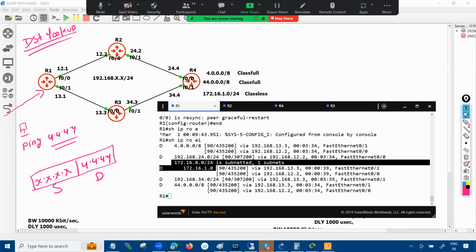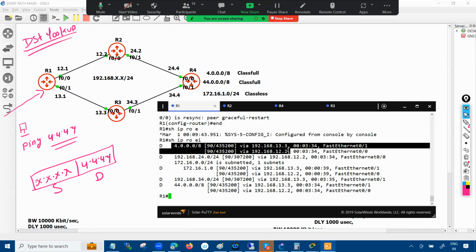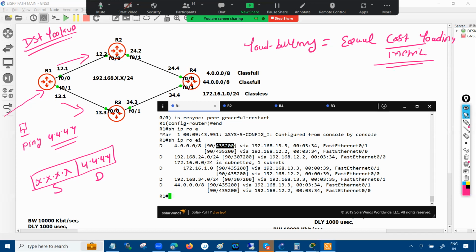So when router 1 receives the packet, it will say, hey, according to my routing table, I need to forward the packet to 13.3 and 12.2. So it will perform the load balancing. And this load balancing is called equal cost load balancing. Why do I say equal cost load balancing? Because the cost, or we can call it the metric, the cost and metric both are the same. Can you see that? If I go via this way, the metric is 435200, and if I go via this way, the metric is the same right now.